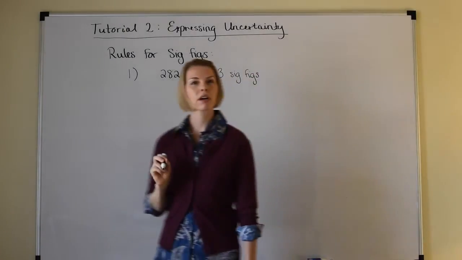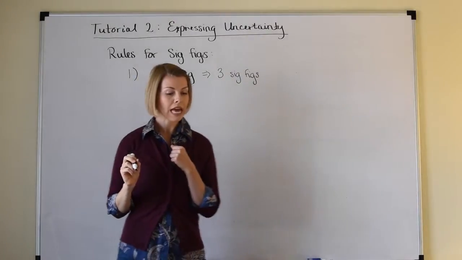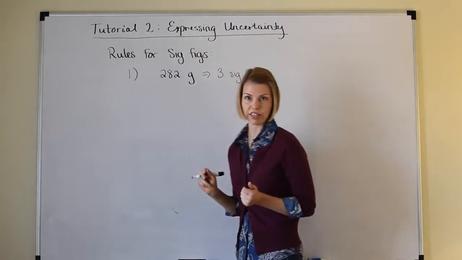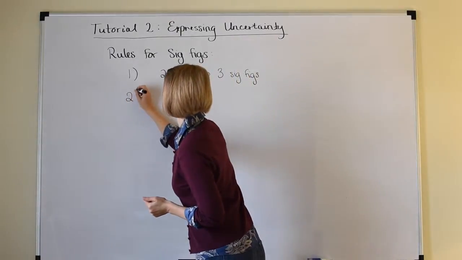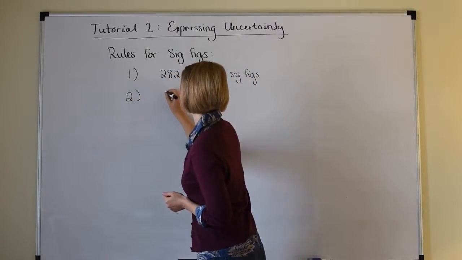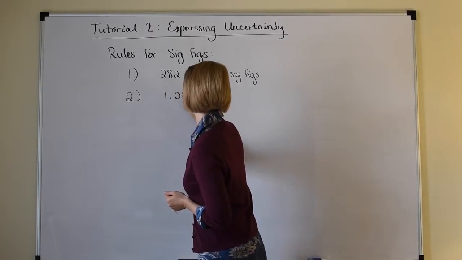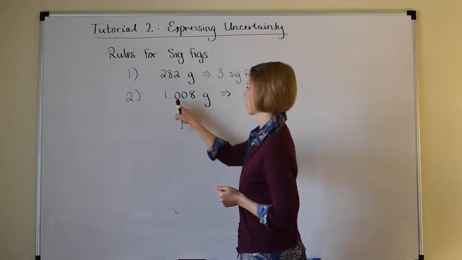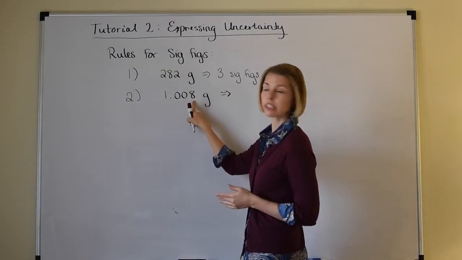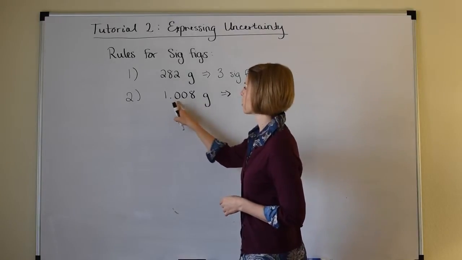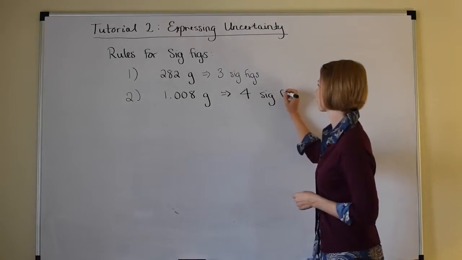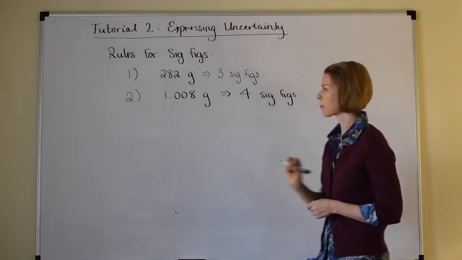Okay. All right, rule number 2. Zeros that fall between non-zero digits are also significant. So that one's not too bad. If you have a number like 1.008 grams, okay, well those zeros fall between non-zero digits, so you're going to count them. So it's 1, 2, 3, 4. You've got a number with 4 significant figures.